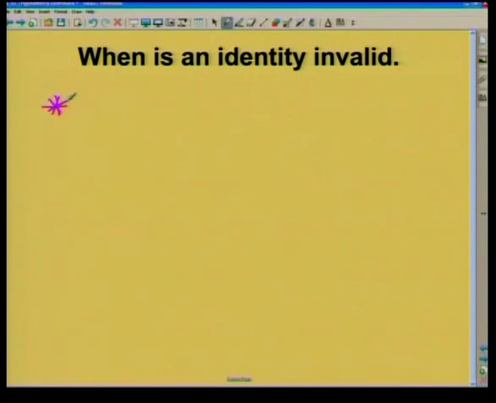Let's now go and look at when is an identity invalid. Now, you've dealt with when things are invalid in algebra quite considerably. And usually it's to do with denominators that may not be 0 or square root signs that can't be negative. So I would like to just summarize by saying there are 3 considerations whenever we're looking at something being valid or invalid. And the first consideration is the denominator may not equal 0.